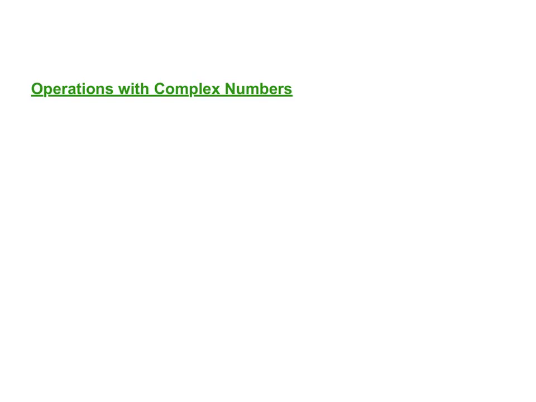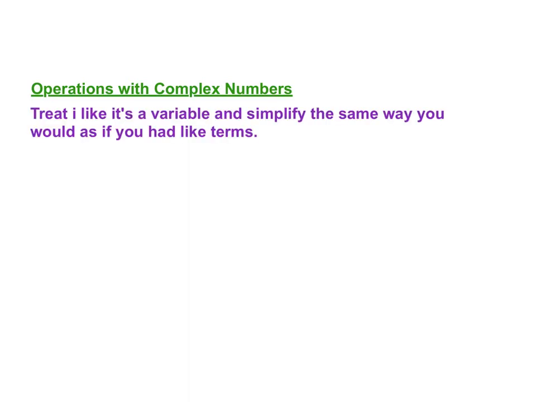The algorithms are going to be the same, the processes are going to be the same, however, there's going to be a slight difference. First of all, you need to treat i like it's a variable. I is not a variable. It represents the square root of negative 1. But when we use it to perform addition, subtraction, multiplication, and division, you treat it like it is a variable. And all the processes that you know how to use for algebraic expressions will apply. It just so happens it's a complex number and not a variable.